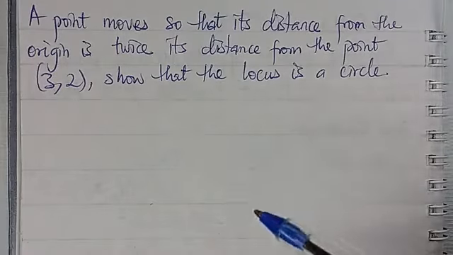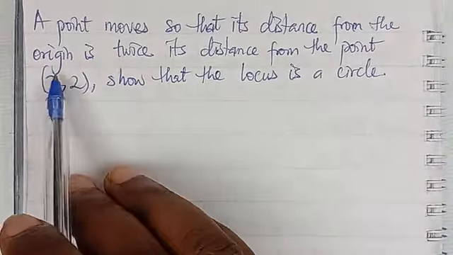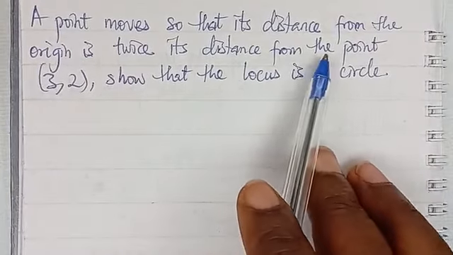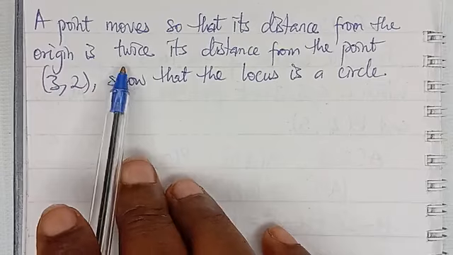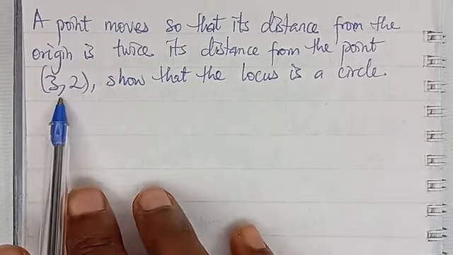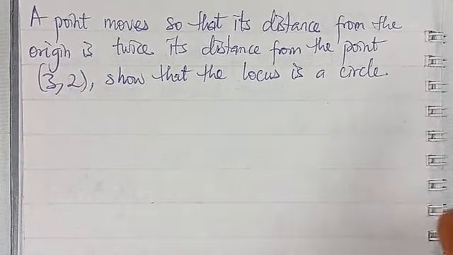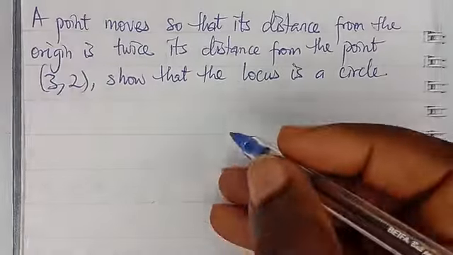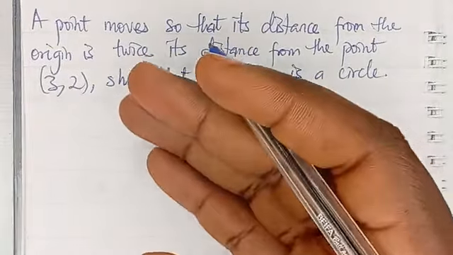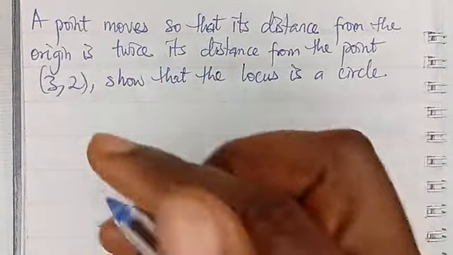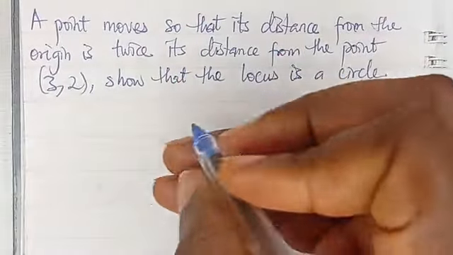Now let's also see this other question. We have a point that moves so that its distance from the origin is twice its distance from the point (3, 2). Show that the locus is a circle. Okay, so we are to get the equation of the locus of that point. Now let us understand our question.